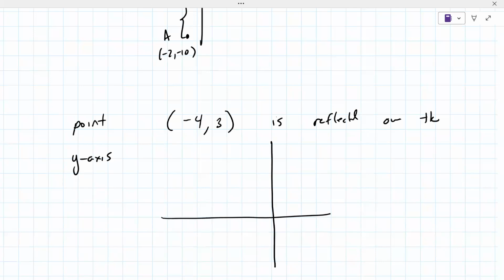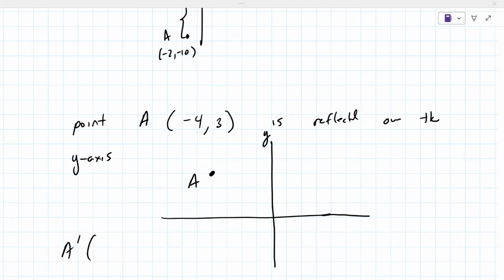So it's good to make a drawing. -4, 3 is there. We'll call that point A. Here's the y-axis. I want you to tell me where A prime is. A prime is the transformed point.